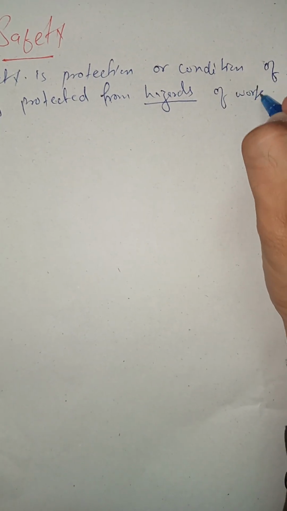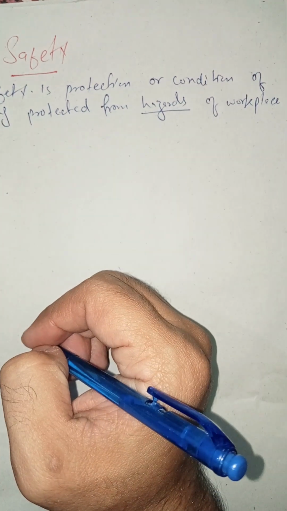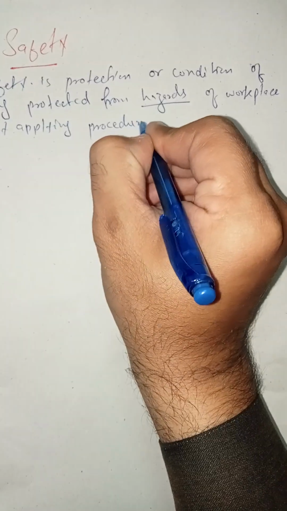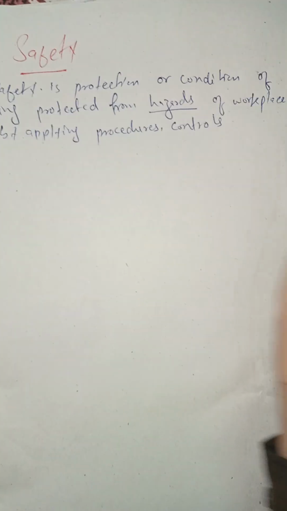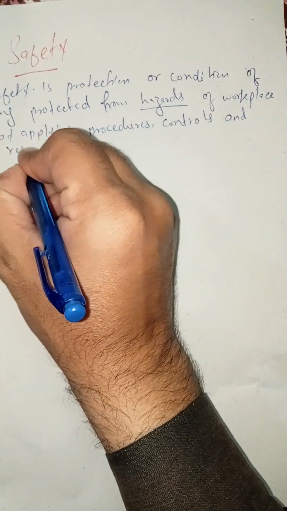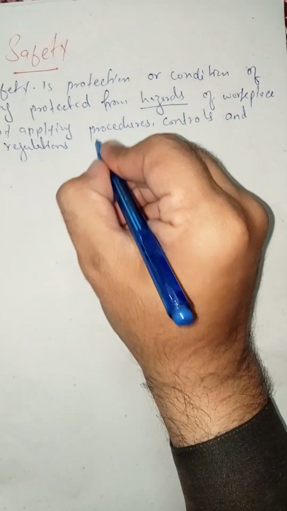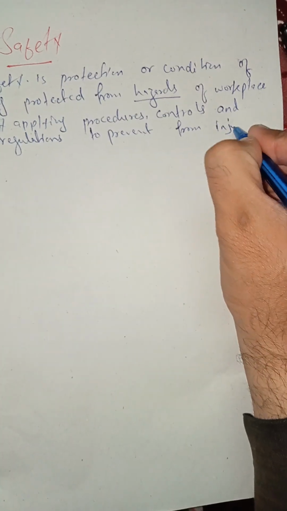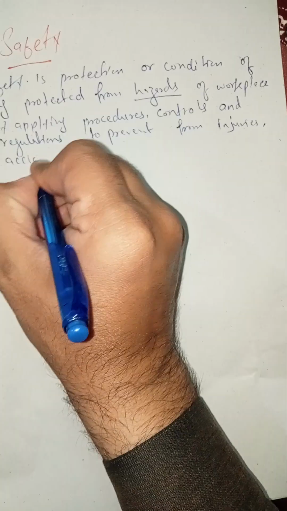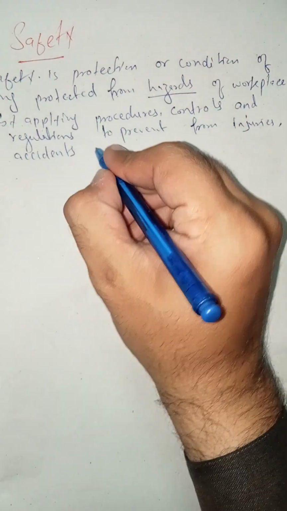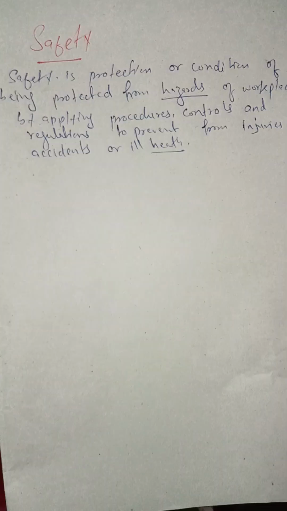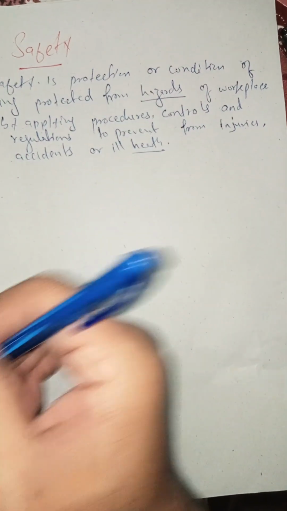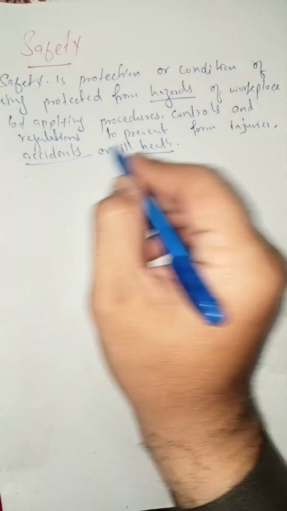by applying procedures, controls, and regulations to prevent from what? Injuries, accidents, or ill health. This is the definition. Safety is the protection or condition of being protected from hazards of workplace by applying procedures, controls, and regulations to prevent injuries, accidents, or ill health.